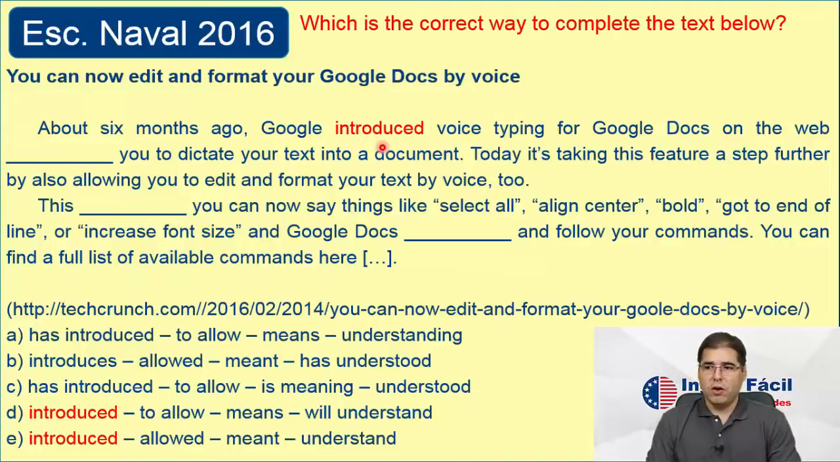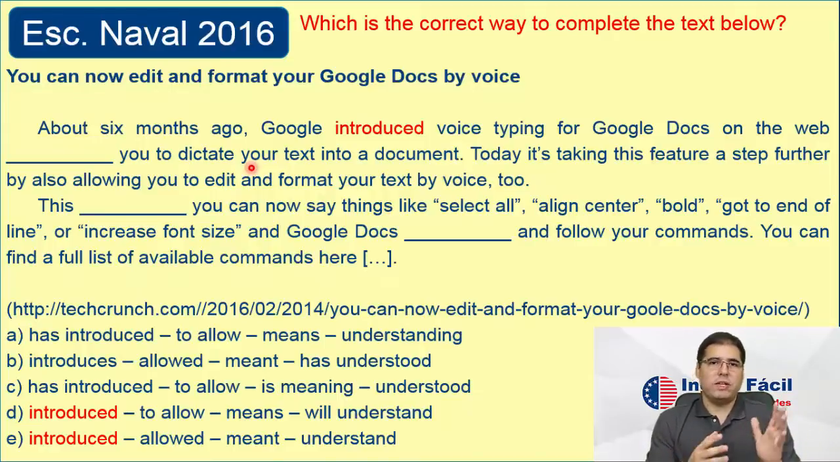So Google introduced voice typing for Google Docs on the web. Now, it has another blank and says you to dictate your text into a document, okay? So this application, this new feature, it does what? We have here the to allow or allowed. Now, let's see here. So, about 6 months ago, Google introduced voice typing for Google Docs on the web. Now, allowed you, what allowed you to dictate? Okay, it allowed you to dictate only in the past. It doesn't allow you anymore. Remember, the verb to allow means to permit.